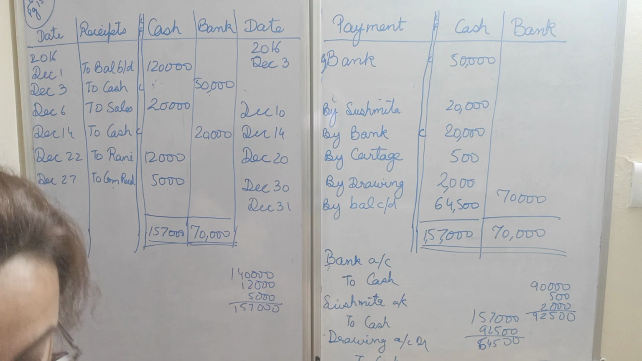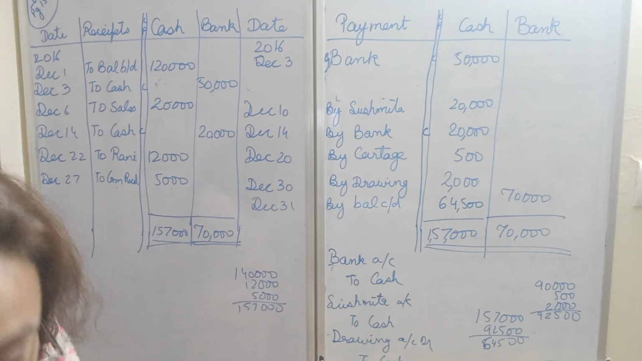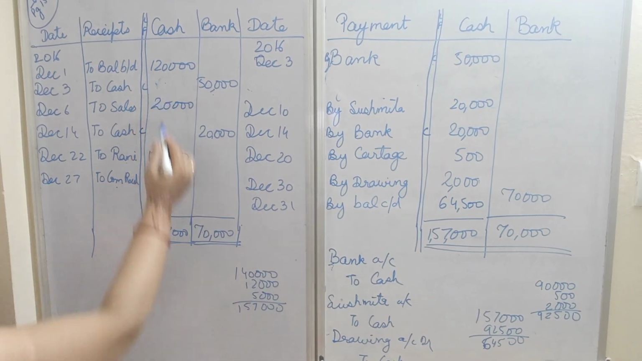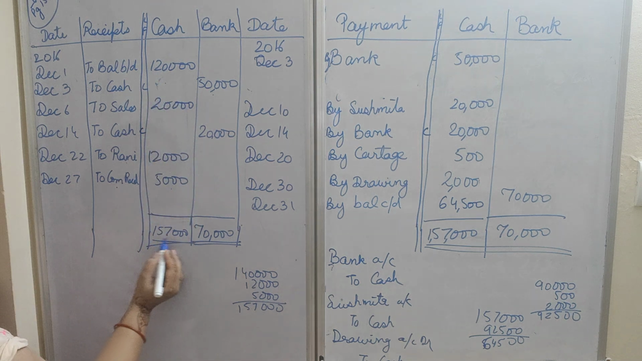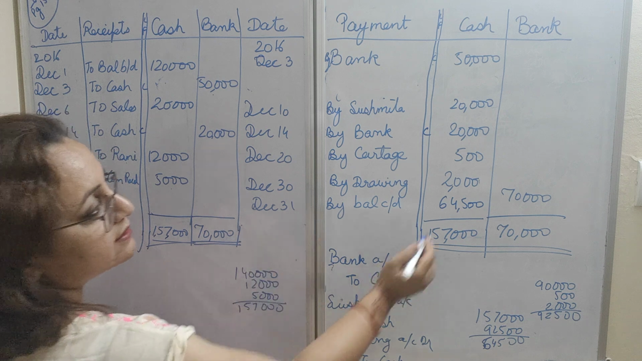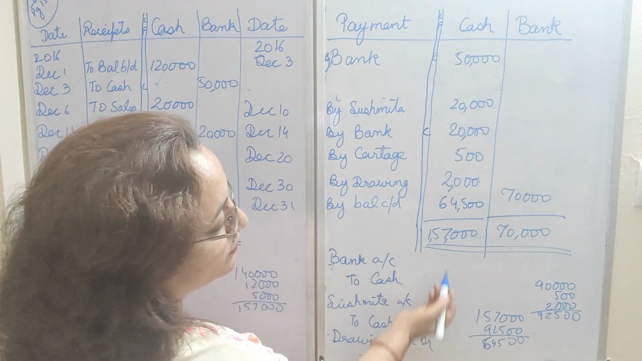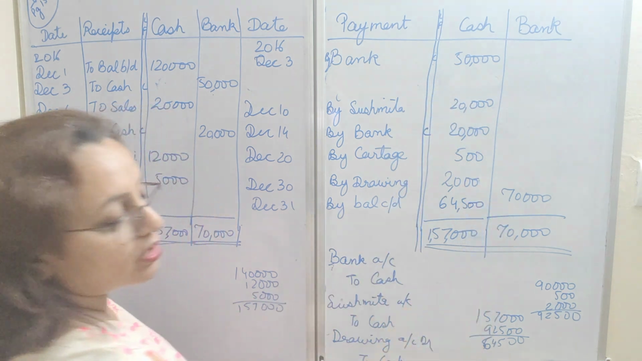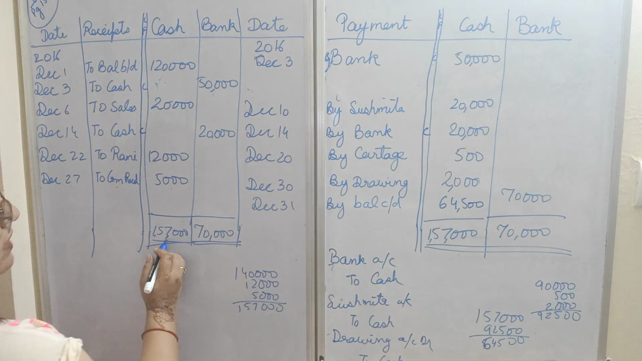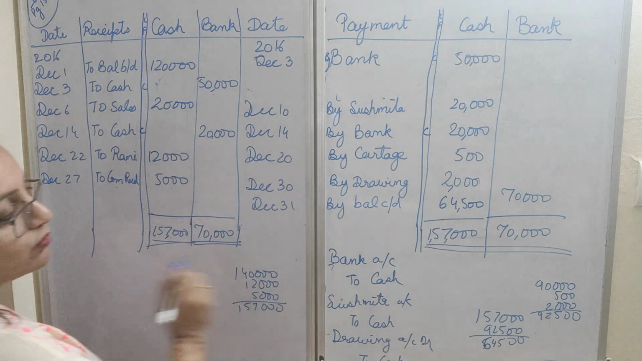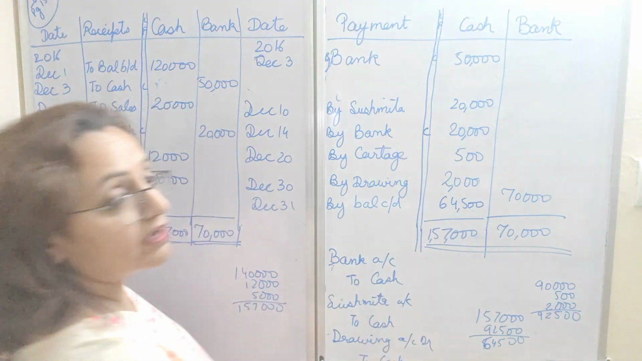Now the question is over. We have to check the balance. What we will do? We will do the total of this side. When we do the total of this side, we get 1,57,000. So this will be written on both the sides. When we do the total of this side, we will subtract it from, so total of this side will come 92,500. So when we subtract 92,500 from this amount, we get 64,500.